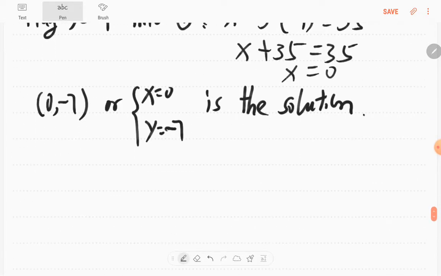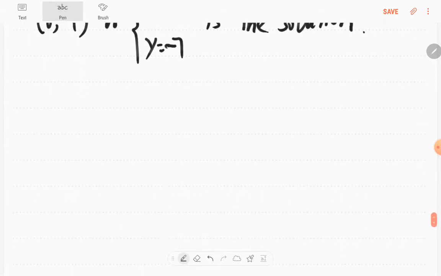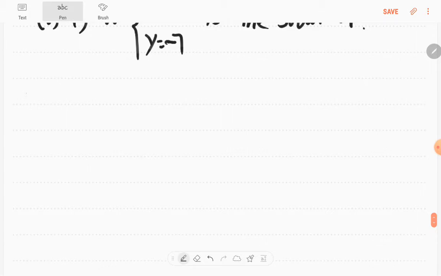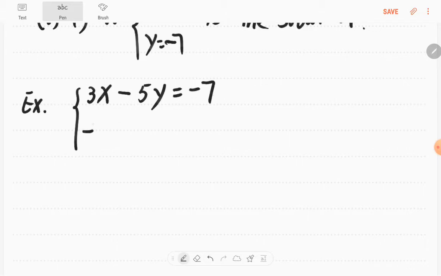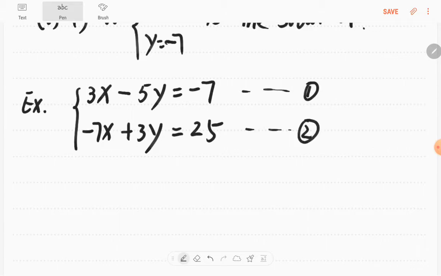Okay, so this is one example. Now let's look at a more complicated one. Next example: 3x minus 5y equals negative 7, and negative 7x plus 3y equals 25. This is equation 1 and this is equation 2.